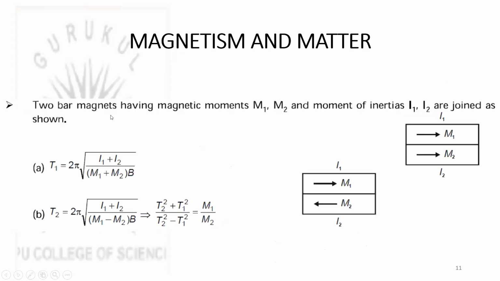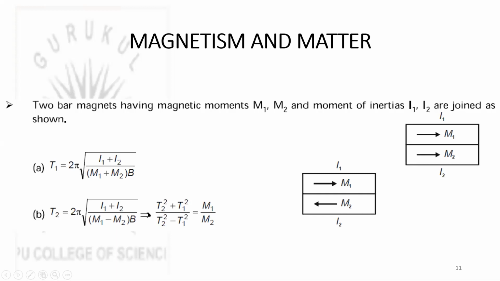Then if two bar magnets having magnetic moments m1, m2 and moments of inertia I1 and I2 are joined as shown. Firstly, if they are joined with magnetic moments in the same direction, then the time period of that arrangement is T1 is equal to 2 pi into root of I1 plus I2 divided by m1 plus m2 into B. And if the magnetic moments are oppositely arranged, in that case T2 is equal to 2 pi into root of I1 plus I2 divided by m1 minus m2 into B.